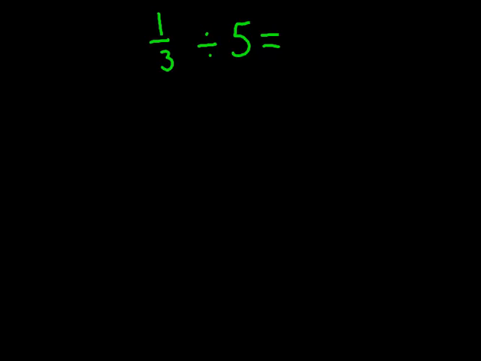Our next example is going to be 1/3 divided by 5. So we're going to make our fraction bar and we're going to cut it up into thirds. And we'll shade the fraction 1/3. And then we'll divide that into 5 groups. So we'll take each of the thirds.